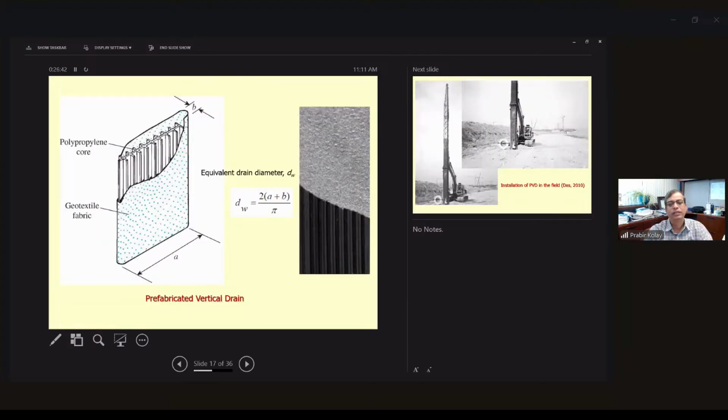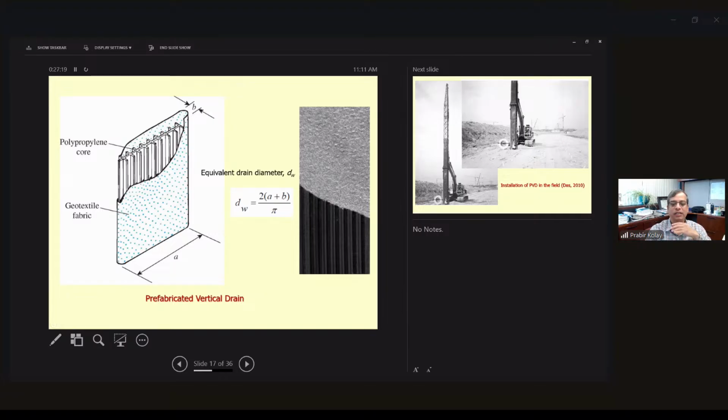This is how it looks if you see carefully, on a bigger scale, a prefabricated vertical drain. Inside, there is a polyethylene core, and then geosynthetic fabric is encased. The core is inside, and on the right side is the geotextile. Because this is flat, if you know the width A and the thickness B, you can find the equivalent drain diameter: 2 times (A plus B) divided by pi.